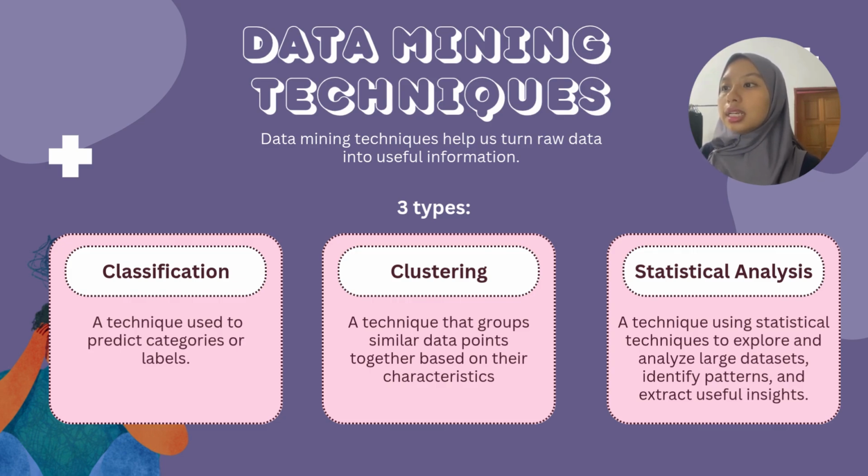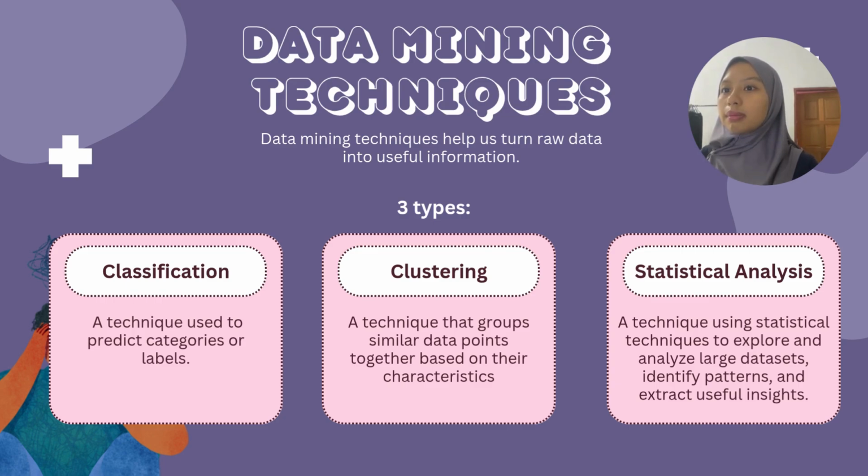Classification is a technique used to predict categories or levels. For example, if you want to predict if a person is stressed or not stressed, so stressed or not stressed are the levels. Clustering is a technique which groups similar data points together based on their characteristics, such as if we want to group people with similar stress behavior. While statistical analysis is a technique where we describe the data using numbers, such as if we want to calculate the average stress score, or check whether longer working hours will increase the stress or not.